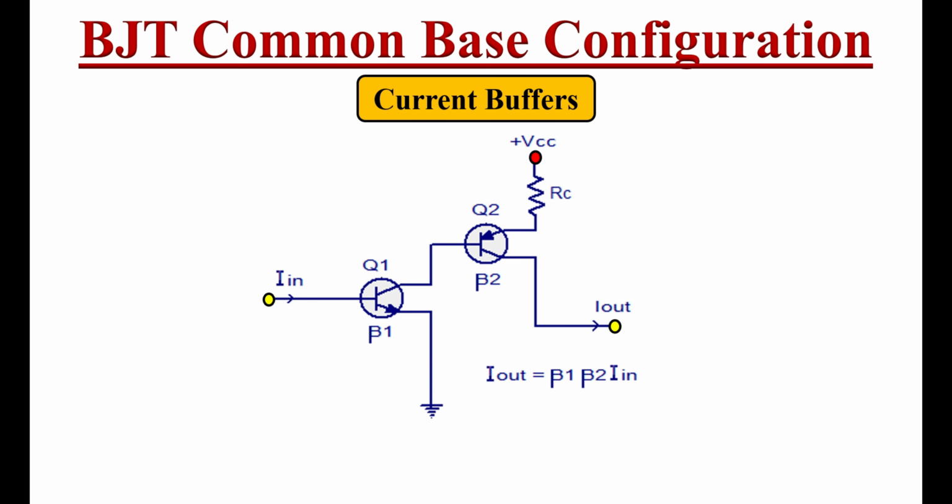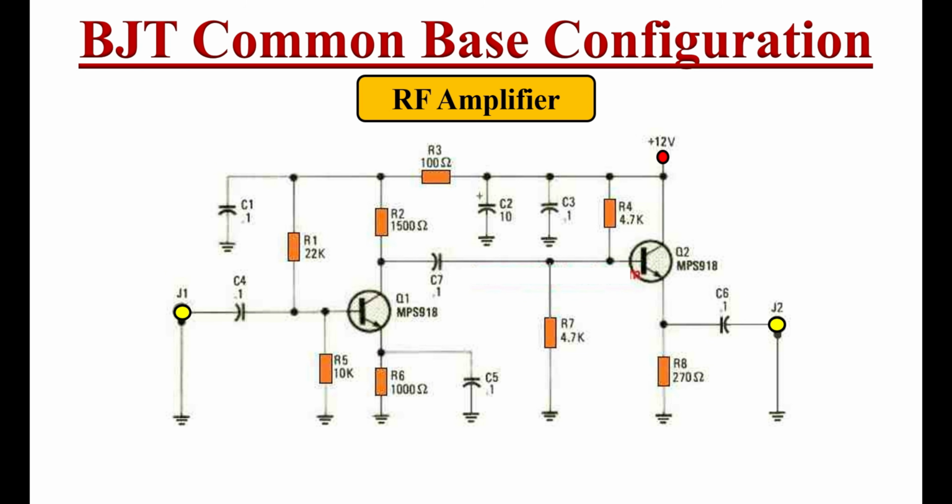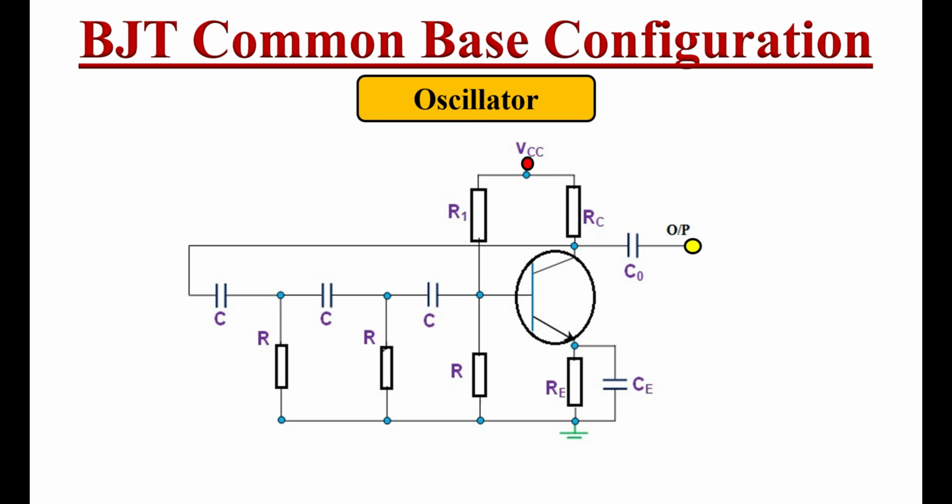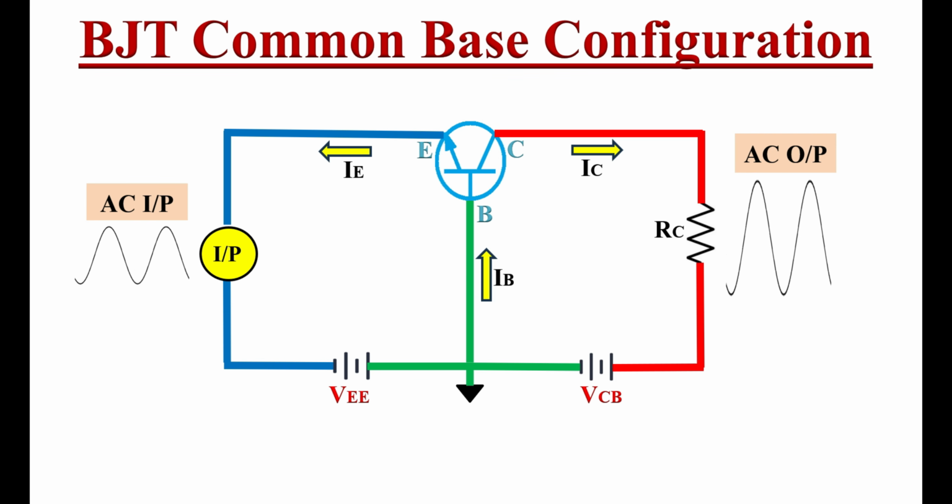This configuration functions as a current buffer because it effectively transfers current from a low input impedance source to a high output impedance load. Common base amplifier can be used as an RF amplifier due to its excellent isolation between input and output terminals, which prevents unwanted oscillations. A common base amplifier is often the preferred choice for HF oscillator because of its gain and zero phase shift between input and output signals. That's all about common base configuration of BJT.